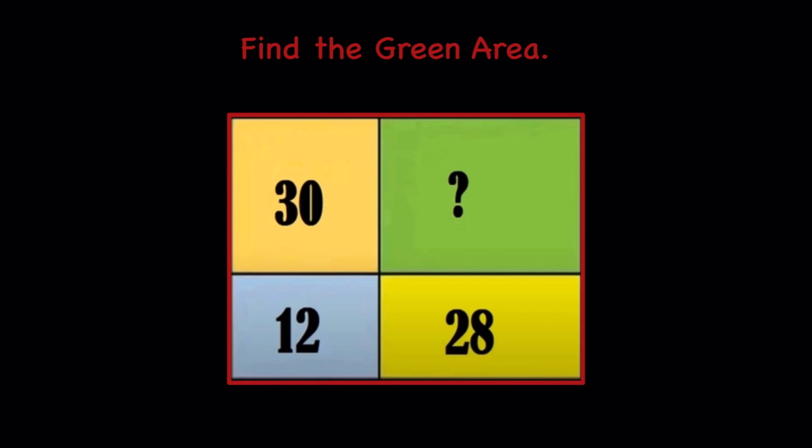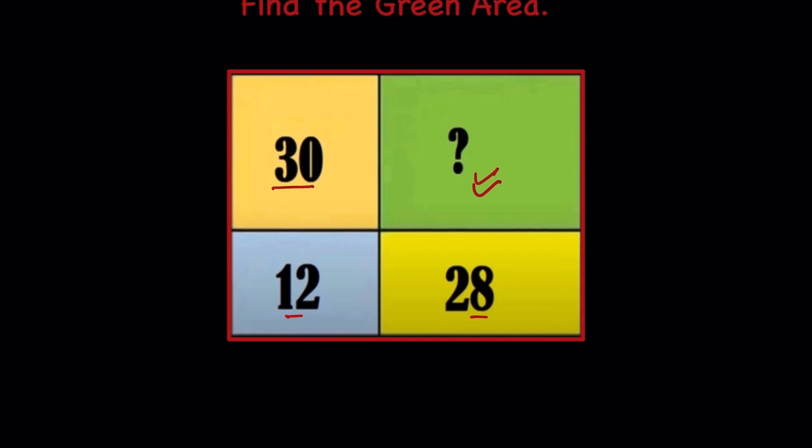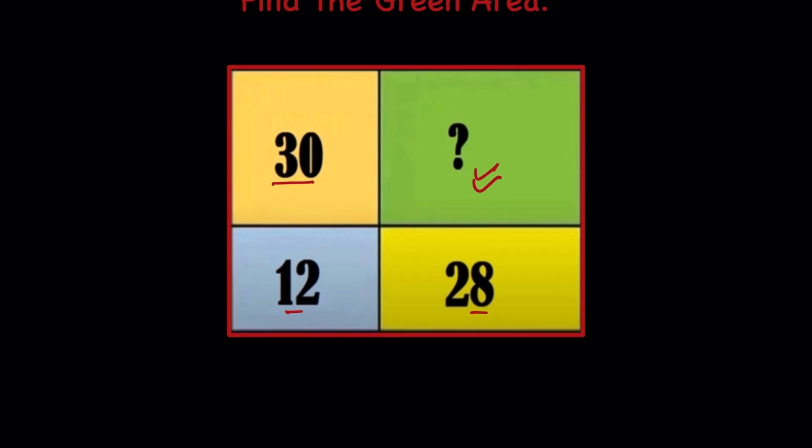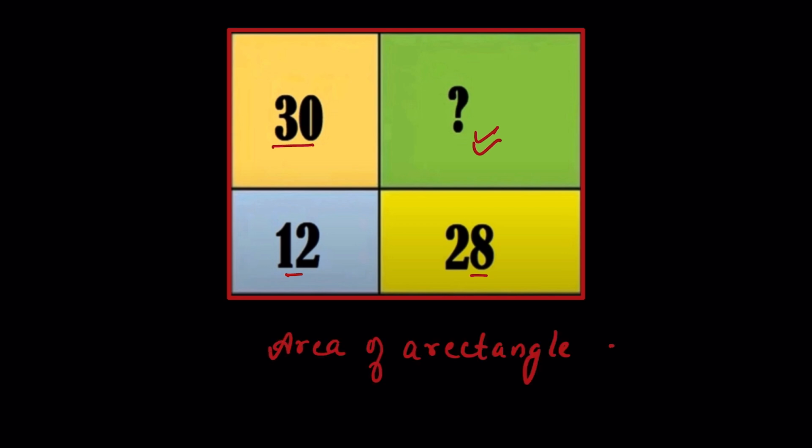Given here is a rectangle divided into 4 parts, and the areas of 3 parts are given: 30, 12, and 28 square units, and we have to find the area of this part.